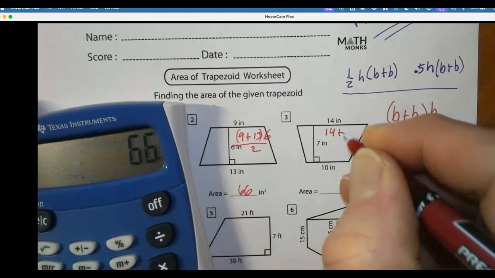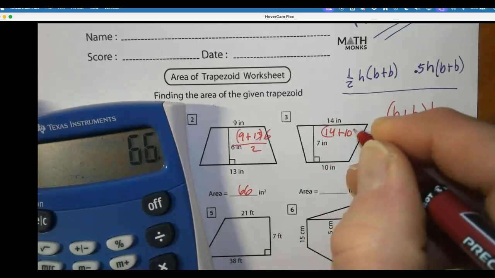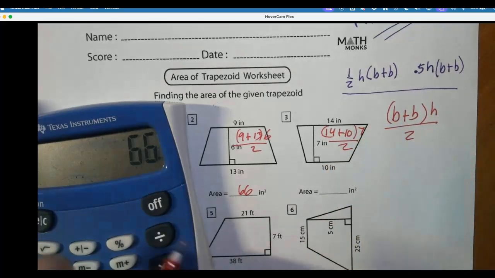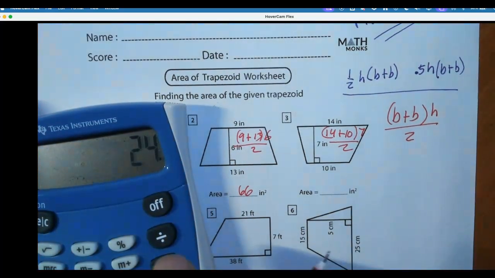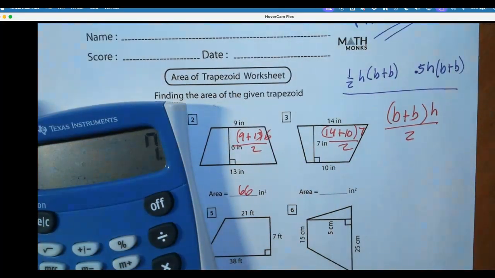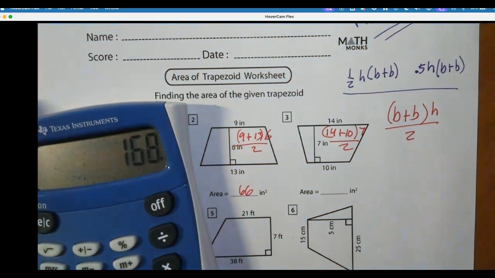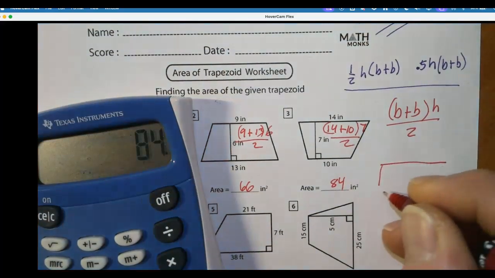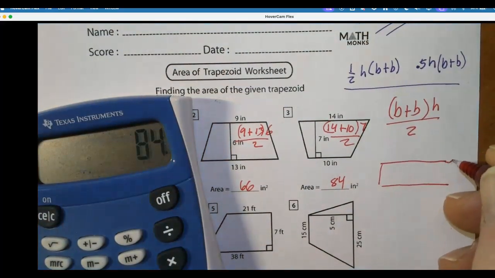I'm going to do another one here. So 14 plus 10, these are the bases. We'll multiply that by the height, which is 7, and then we're going to divide the whole thing by 2. So 14 plus 10 equals 24. I'll take that number times 7. That equals 168. Then I'll divide it by 2. You've got 84.